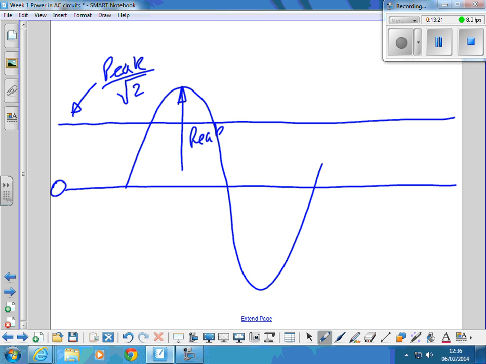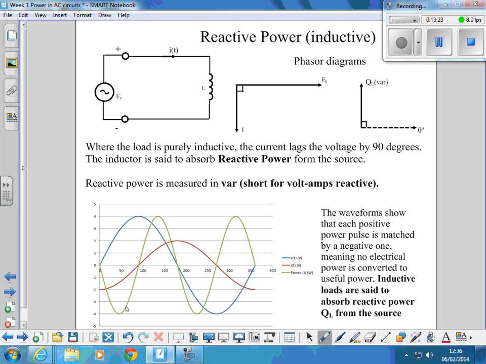So, moving on from that, we need to talk about what we mean by something called reactive power. There are 2 types of that. The first one is where the load is inductive, and we'll talk first about a load that's purely inductive. There is only an inductance. We assume it has 0 resistance.